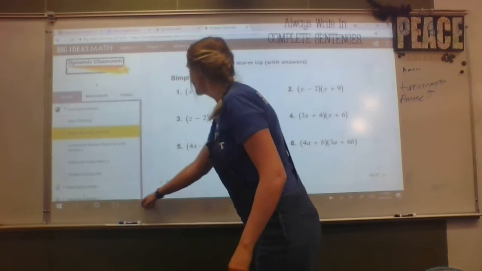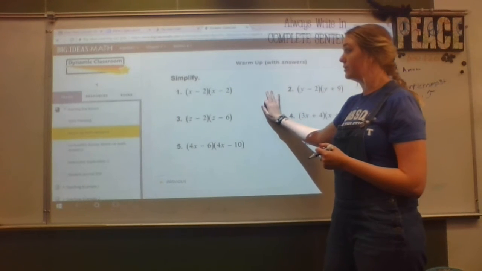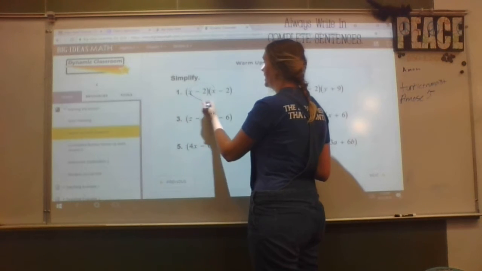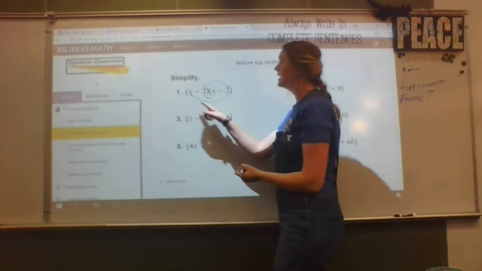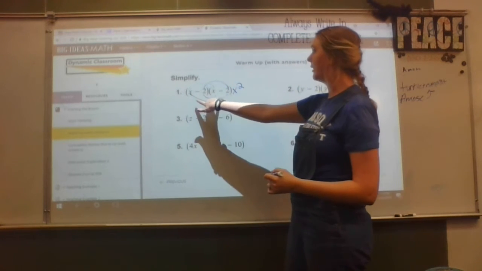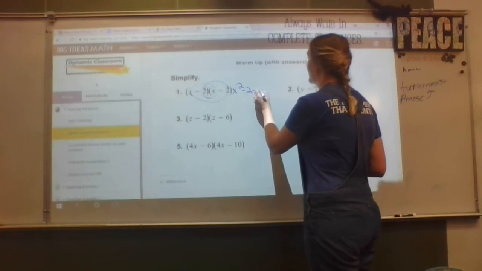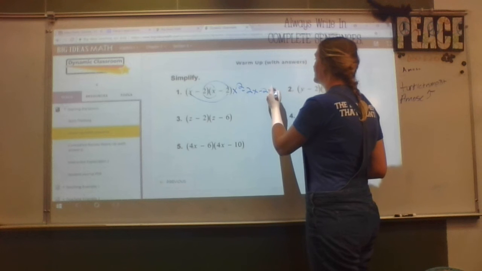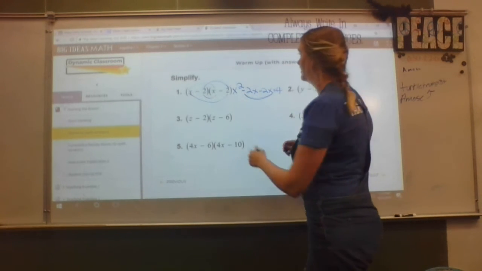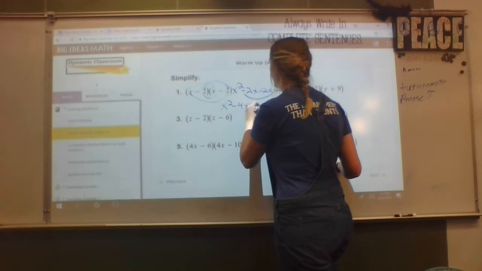Here we go. The first one says x minus 2 times x minus 2. This expects me to do the FOILing method, which we talked about yesterday. First, outer, inner, last. So when I do first, x times x, that's x squared. My outer comes out to be minus 2x. My inner also comes out to be minus 2x. And then my last is plus 4. And then since these are like terms, I can combine them, which means I get x squared minus 4x plus 4.